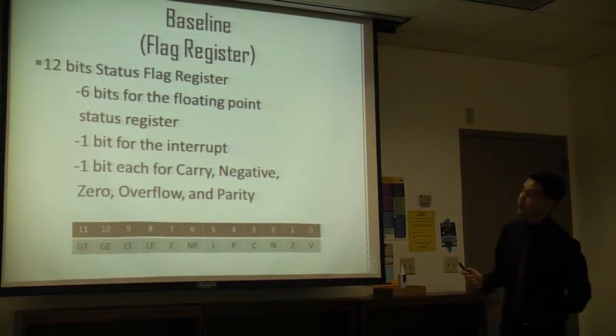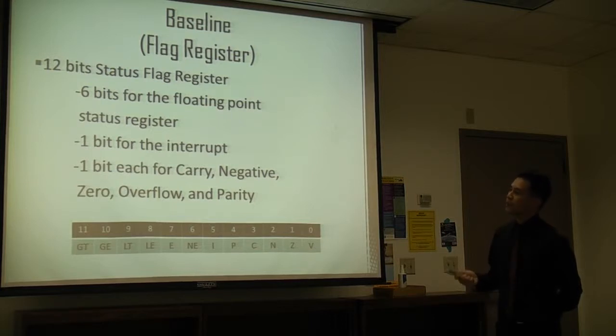For the flag registers, it's 12 bits, as I mentioned before. 6 bits are from the floating point. We have the greater than, equal, less than, or equal, equal. And we have 1 bit for the interrupt, 1 bit for the carry, negative, 0, and overflow. Should go over here.